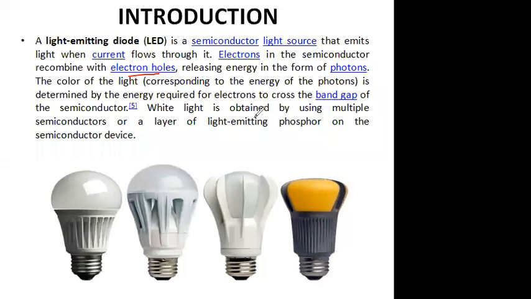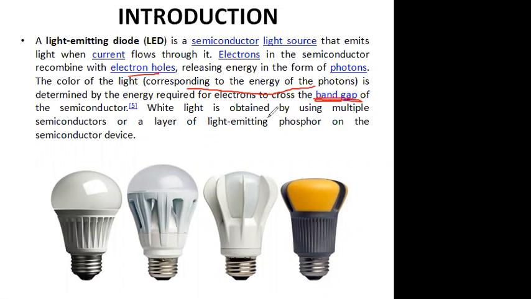The color of the light, corresponding to the energy of the photons, is determined by the energy required for electrons to cross the band gap. So this is the energy gap which we have learned in the PN junction, in the very first part of the semiconductor devices.